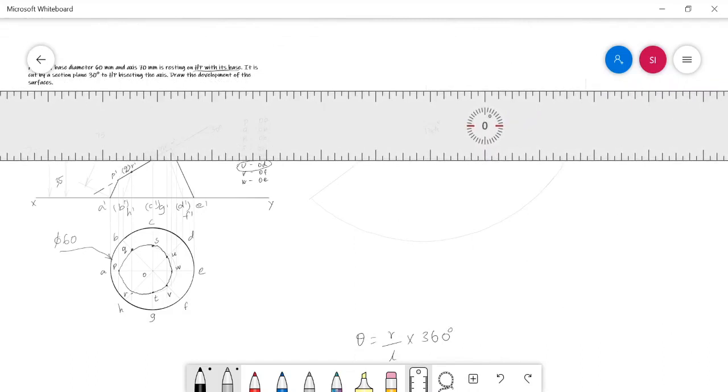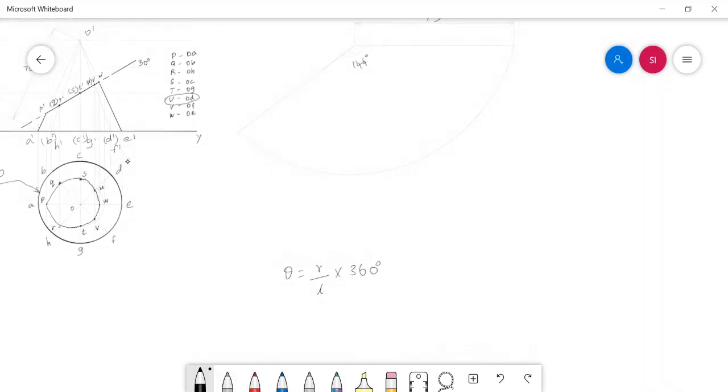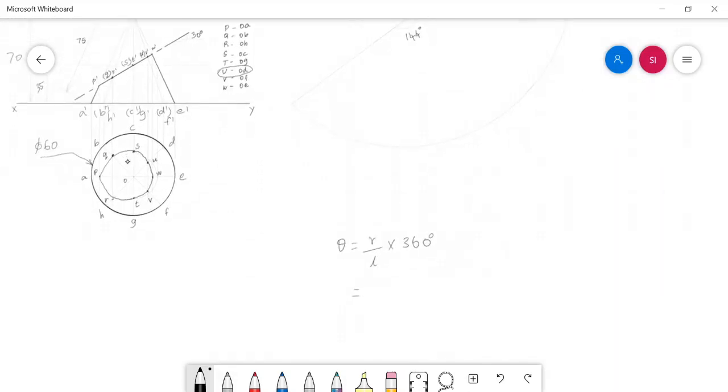For your understanding purpose only, I am marking dimensions here. In your answer sheet you need not mark these dimensions, but you have to mention the angle. And you have to show this calculation also in your answer sheet. That is, the R value in this problem is 30 mm, and the L value is 75 mm. When you substitute them to find the theta value, it is 144 degrees.